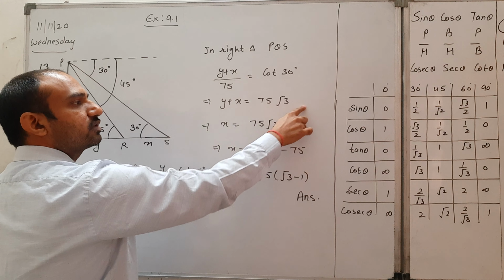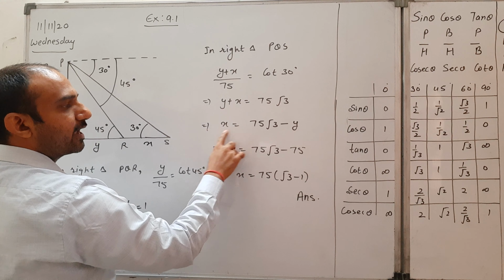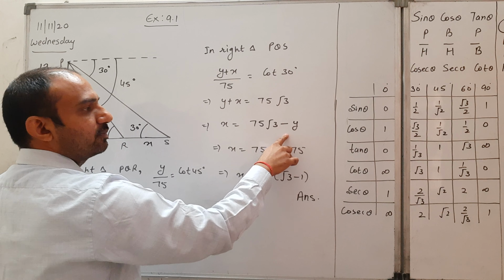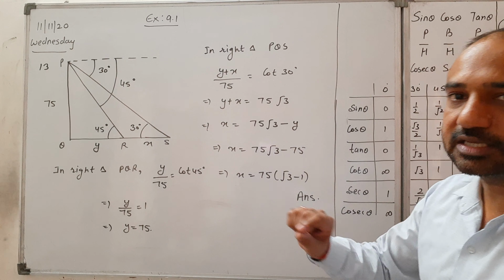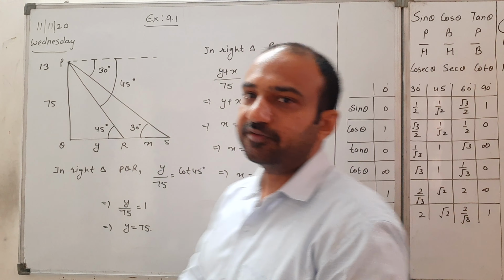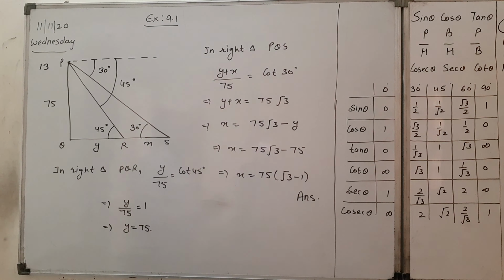y gets shifted to the right hand side, gets a minus sign. x is equal to 75 root 3 minus y, and putting the value of y, here y is equal to 75, taking 75 common. This is the value of x, and x is the distance between the two ships. So in the last line we will write the required distance between the two ships will be 75 into root 3 minus 1 meters, or kilometers, in the dimension given in the question.